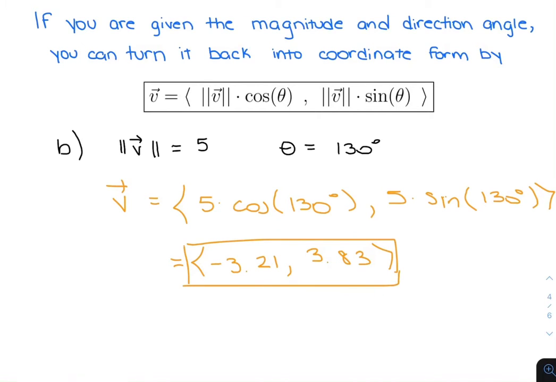And so we can always follow this general form in order to find out what the coordinates are of our vector, given that we have the magnitude and direction angle.